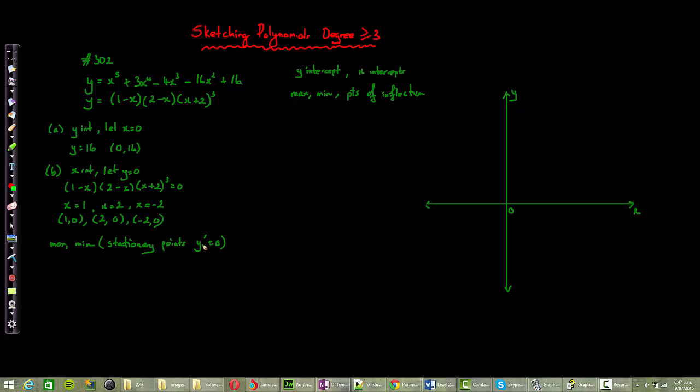and hopefully we've got the idea now that the derivative tells us the gradient at any point, so we want to find out when the gradient is equal to 0. Now the other time that you get the gradient being equal to 0 is when you have horizontal points of inflection.